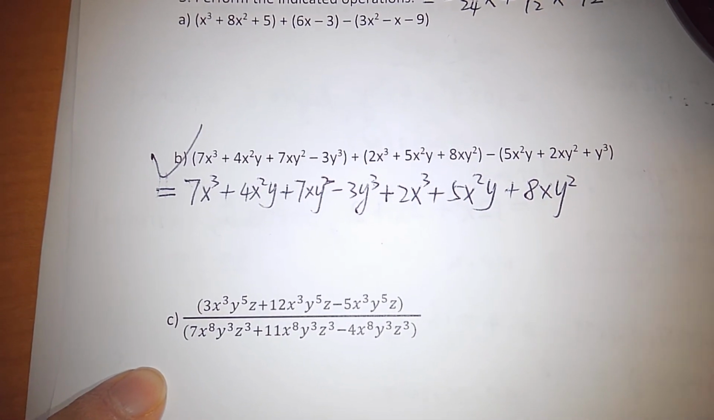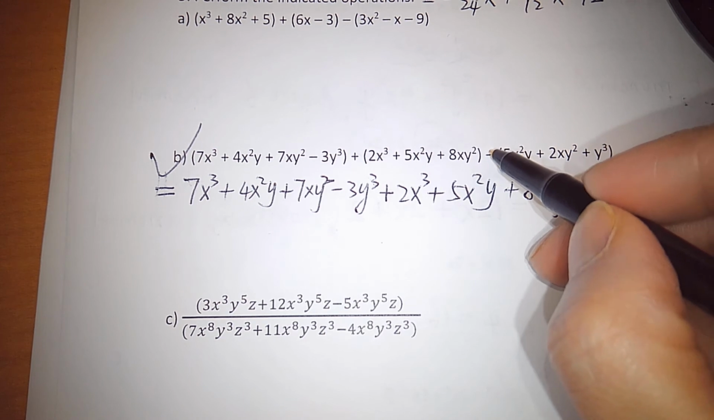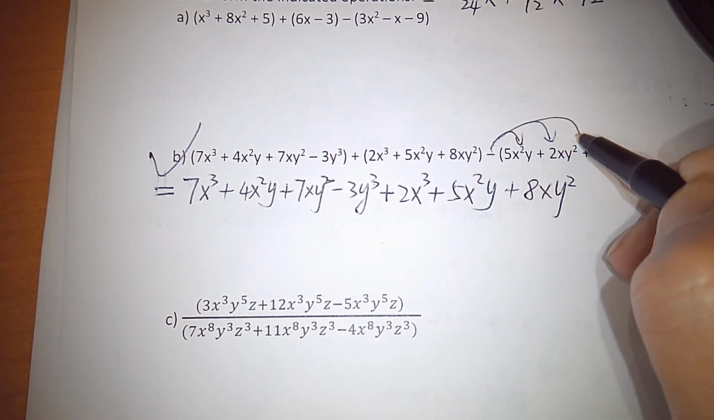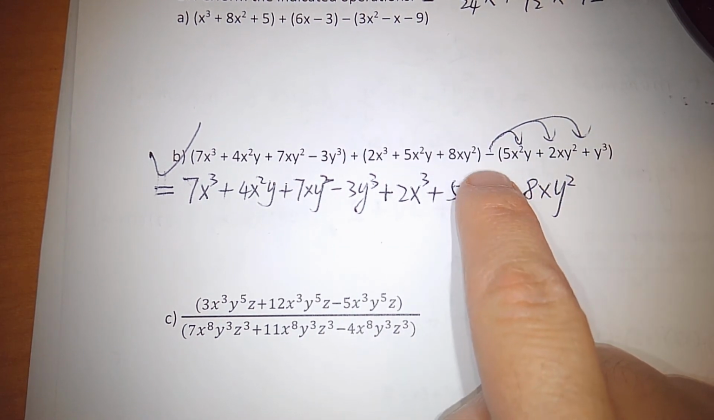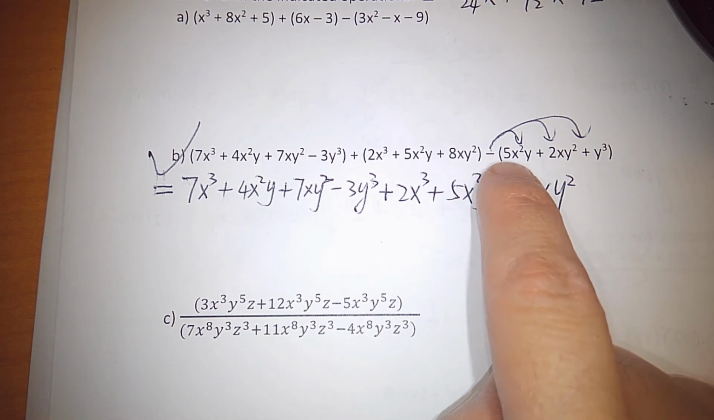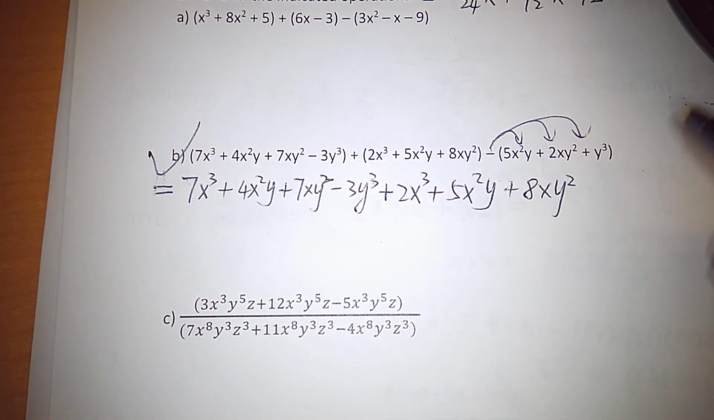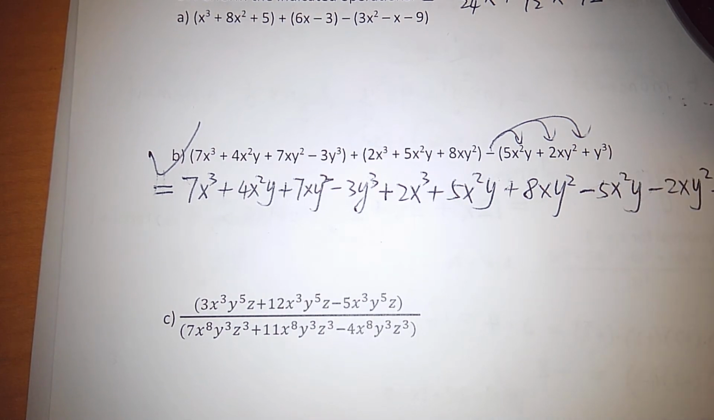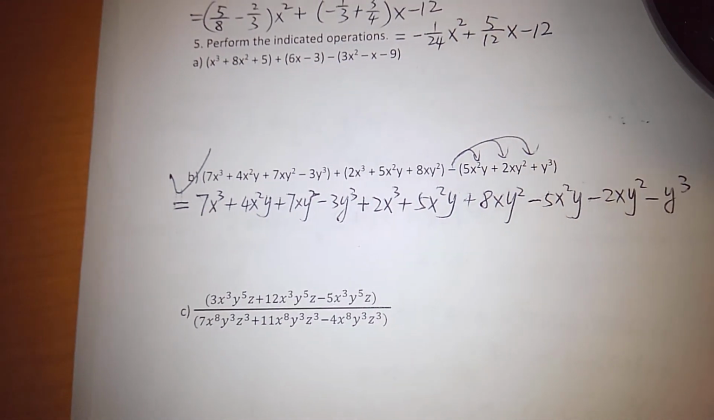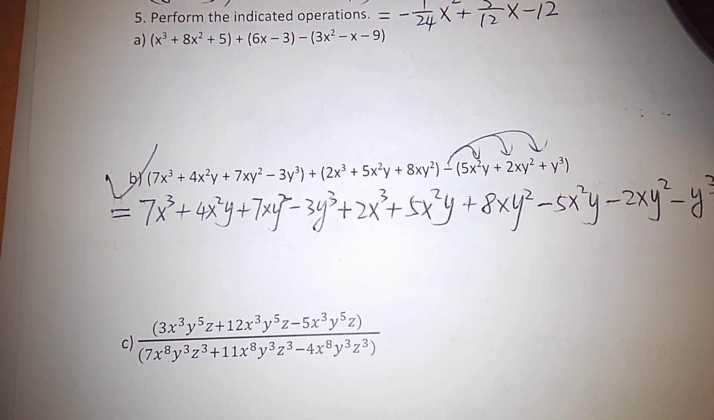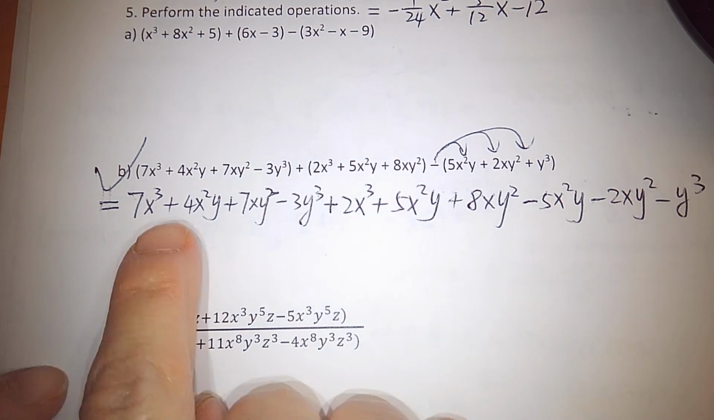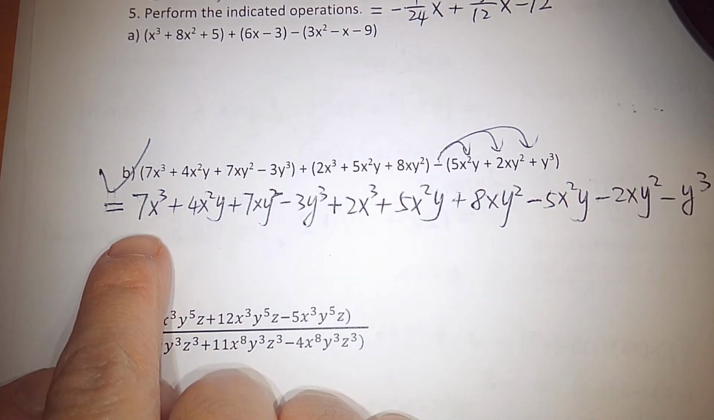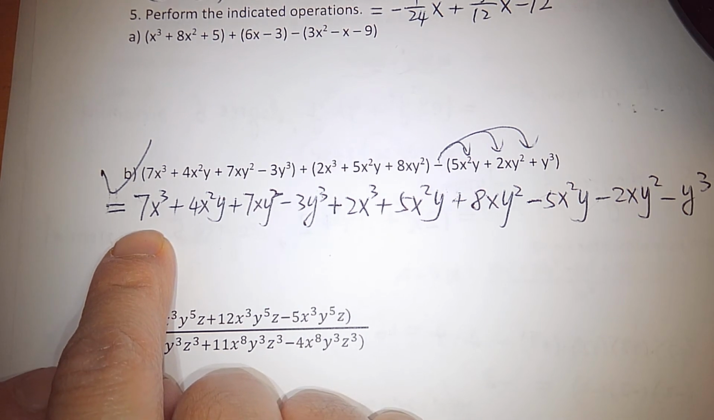Then what should we do? Minus the parentheses. Don't forget to distribute the negative sign to each term inside the parentheses. So that we should get negative 5x squared y minus 2xy squared minus y to the cube. So no parentheses anymore. What do we do now? Find like terms if possible, right?